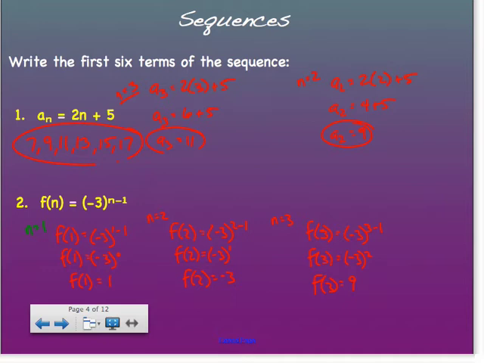So when it ends up being an odd power, I get a negative. When it's an even power, I get a positive. So when you look at this, I think in general, instead of me having to go through this whole thing, I know my first three terms are 1, -3, and 9.